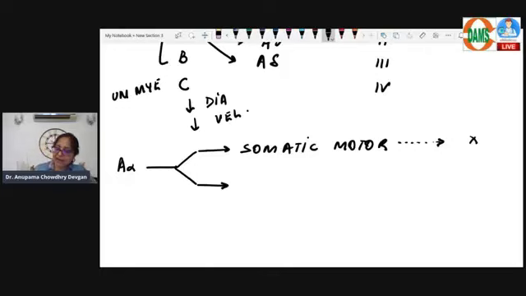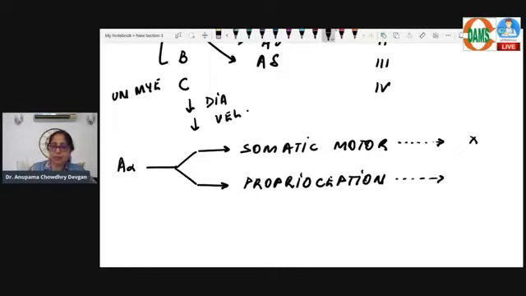And A alpha can also be sensory. There will be some fibers which are sensory. The sensory is for proprioception. What is proprioception? Proprioception is position sense. The fibers meant for proprioception will be known as type 1 fibers in the numerical classification. A alpha fibers can be motor, they can be sensory, and sensory, they are meant for proprioception. And this was a question which was asked: which is the fastest conducted sensation? Fastest conducted sensation is going to be proprioception.